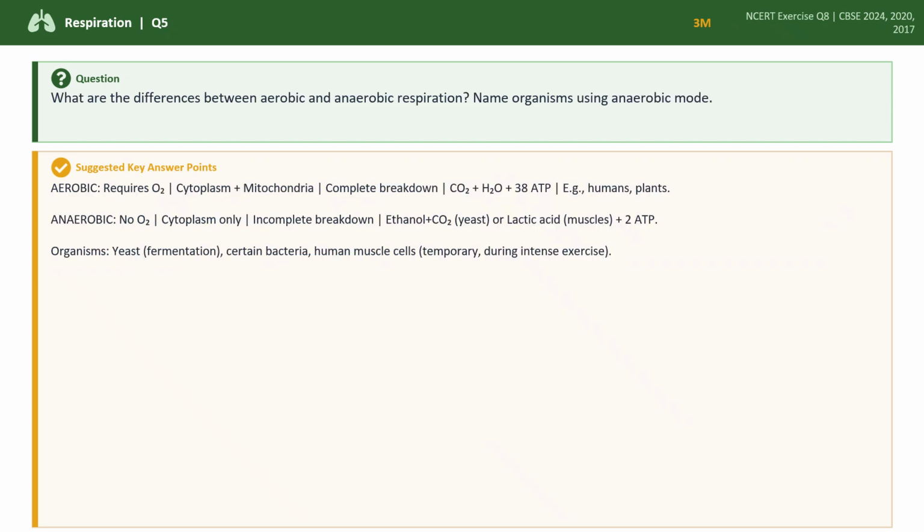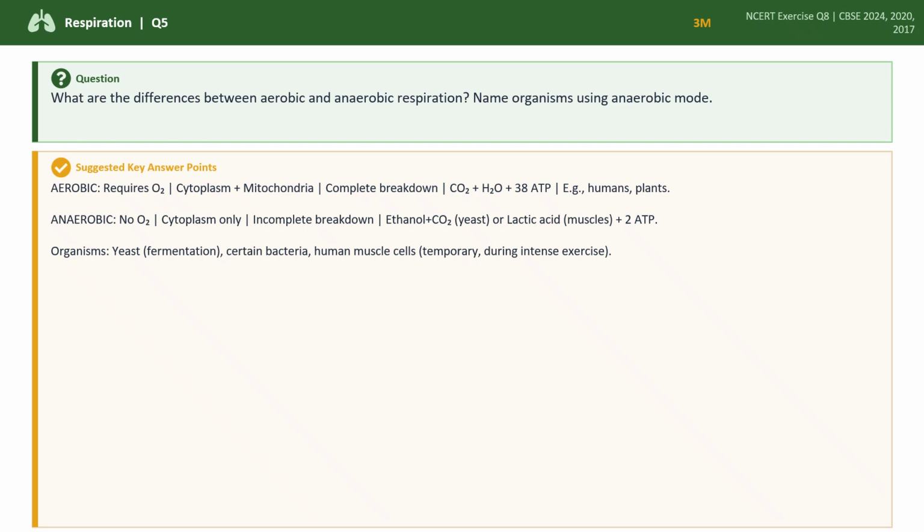What are the differences between aerobic and anaerobic respiration? Name organisms using anaerobic mode. This question we have already discussed in our previous videos. Just go to the respiration chapter and go through this, children. I have given it in the form of a tabular column. It will be very helpful for you. So let's see some key points for this. Aerobic respiration requires oxygen.